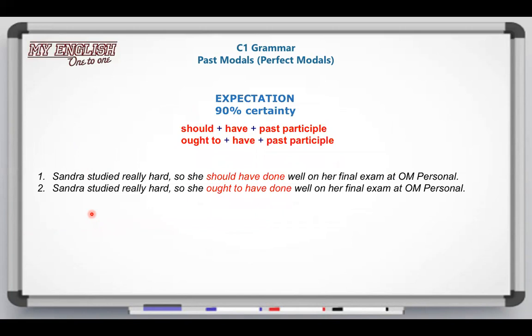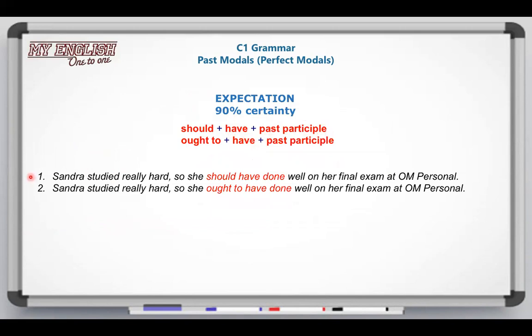Well, the degrees of certainty, according to different authors, books, and teachers, sometimes could be even contradictory. So anyways, here this classification presents 90% of certainty, and for this you use should and ought to plus the sequence in present perfect, which is have and past participle.